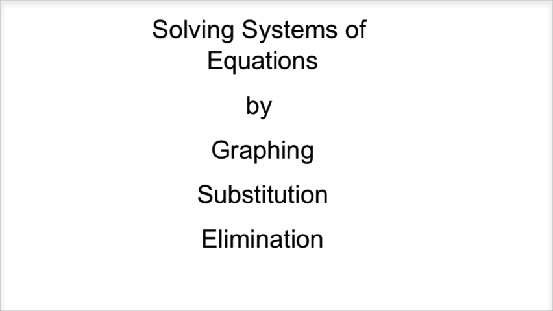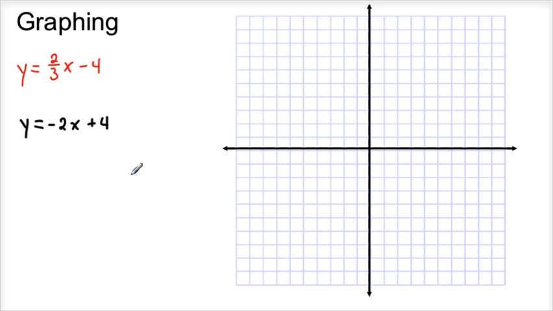Let's start with graphing. Our first system is y equals 2/3 x minus 4, and y equals negative 2x plus 4. When it's asking you to solve, it's pretty much asking where do these two lines that we're going to graph intersect? Do they intersect once? Do they intersect twice? Are they on top of one another? Do they never intersect? These are the questions we're going to ask ourselves. If they intersect once, we're going to have one coordinate, which will be our solution set. So let's see what happens with these two lines.